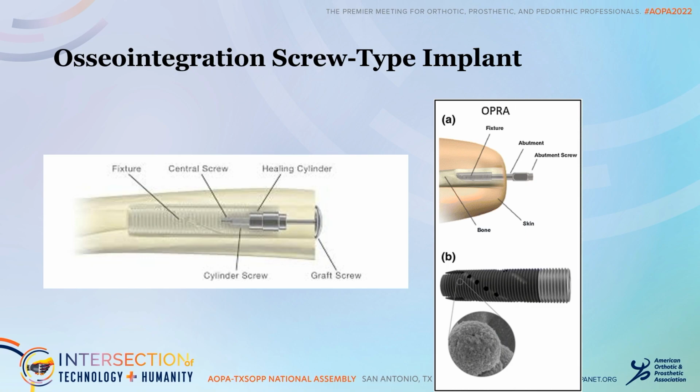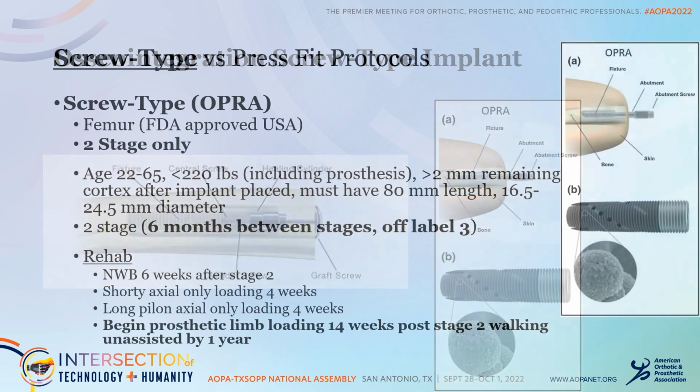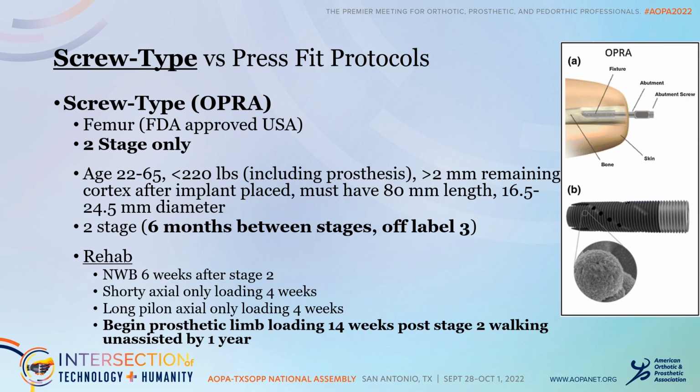So this is a schematic of what it looks like during the first stage using the OPRA device. It's the only FDA-approved device in the United States. It is a two-stage only type of device, meaning you have to have two surgeries in order to perform it.